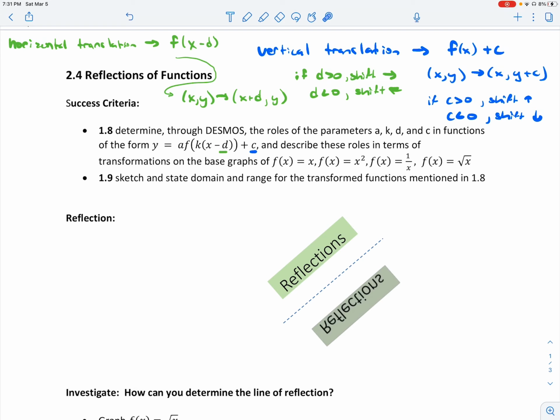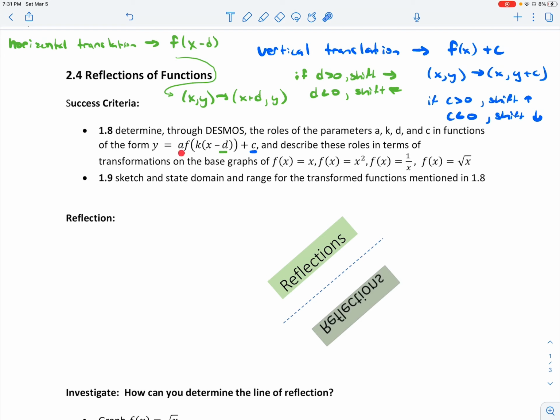So those are the two rules that we did in the last section. Just wanted to recap that a little bit. Today we're looking at reflections, a new type of transformation. This is going to involve a and k. And this equation here is more like a formula, or even a set of instructions, if you will. It actually means nothing on its own. It just tells us what to do to some function f. So a, k, d, and c all represent different parameters and different types of transformations. In and of itself, this doesn't really mean anything.